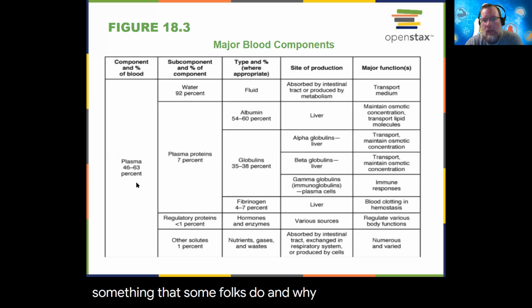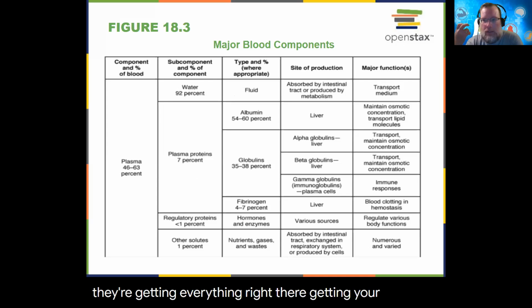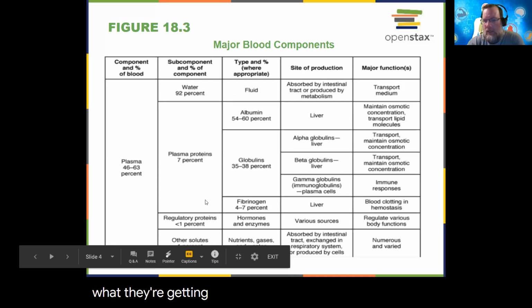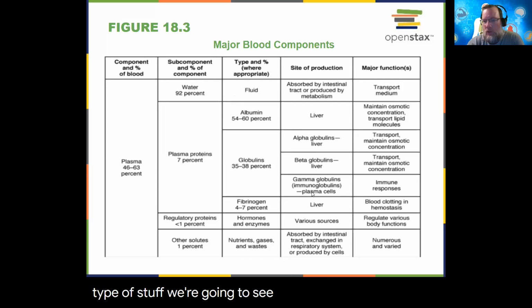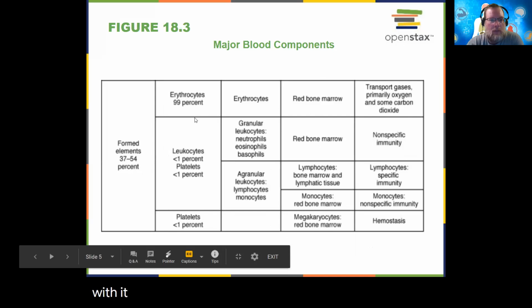And what are they doing when they're getting plasma? Well, they're getting everything, right? They're getting your blood. They're not just getting the plasma. But anyway, this is what they're getting. Any number or amounts of this type of stuff. We're going to see immunoglobulin, stem cells contained within plasma. Okay, so who knows what they're doing with it?